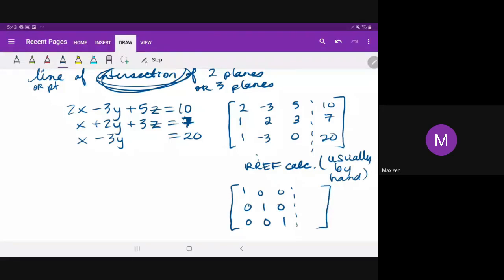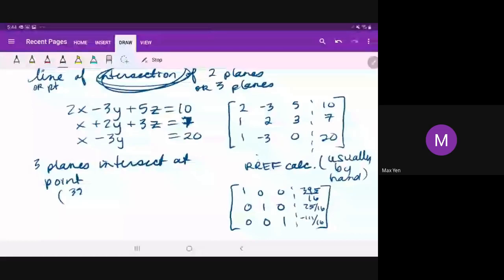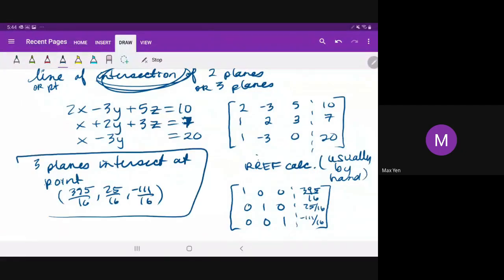Okay. So this is 395 over 16, 25 over 16, and -111 over 16. So actually these 3 planes intersect at the point 395/16, 25/16, -111/16. That would be like the geometric description.